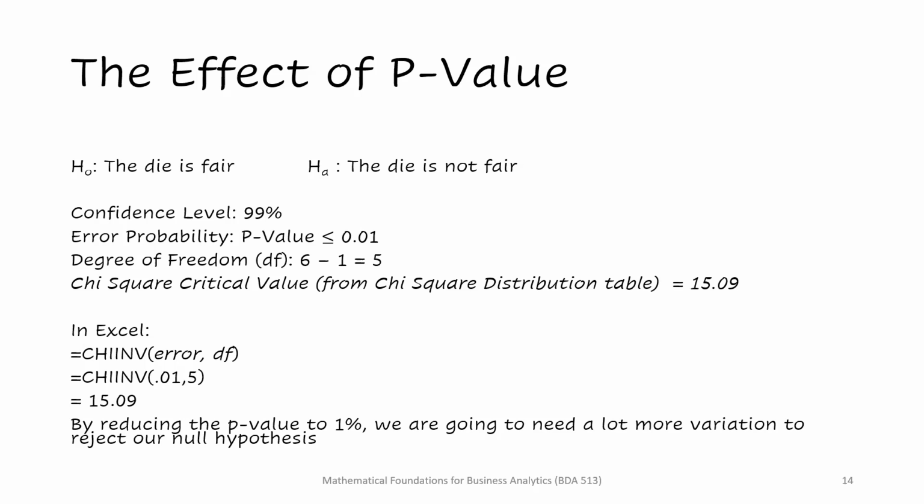Let me repeat the question. If the confidence level is 90%, or the error probability is 10%, determine the chi-square critical value from the chi-square distribution table. If the degree of freedom is 5, everything stays the same, but we have just changed the p-value. We have increased the error probability to 10%. What will be the chi-square critical value?